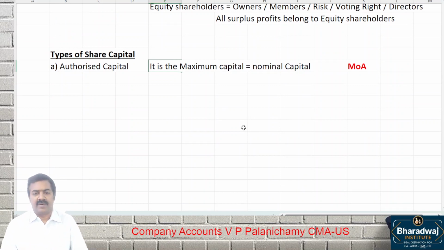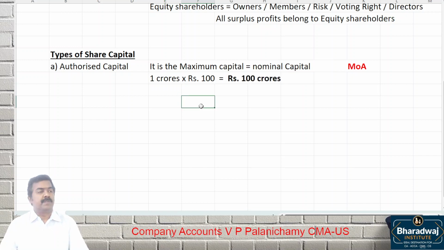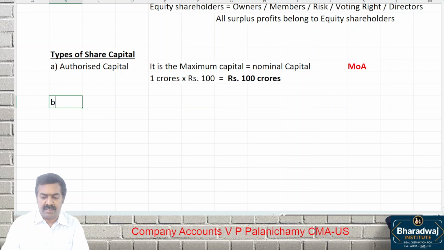Authorized capital. For example, let us assume a company is registered with 1 crore shares of rupees 100 each. Now what is the authorized capital? 100 crore is the authorized capital. You cannot issue more than rupees 100 crores. Which means you cannot issue shares to the public or anybody and collect more than how much? Rupees 100 crores. That is called which capital? Authorized capital.